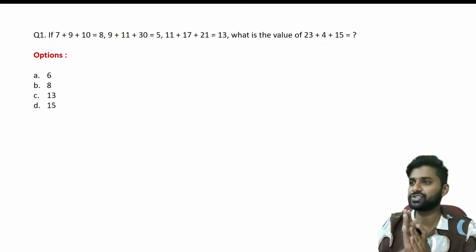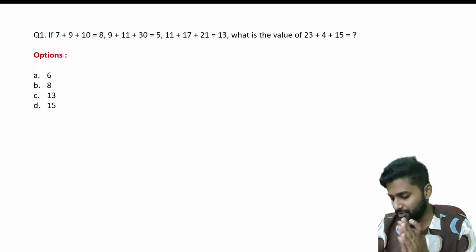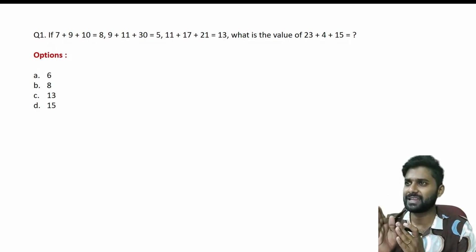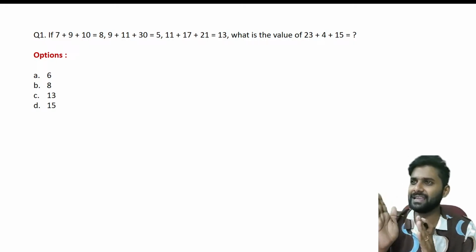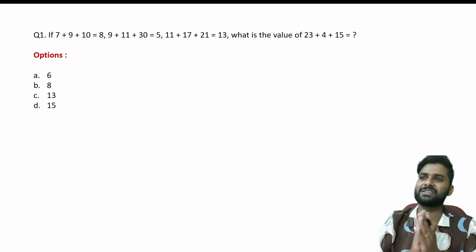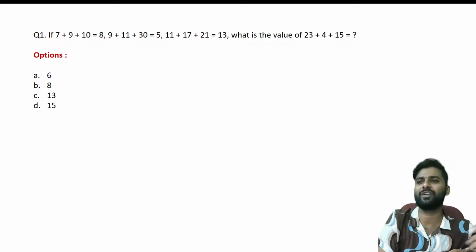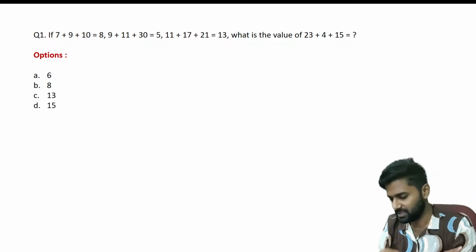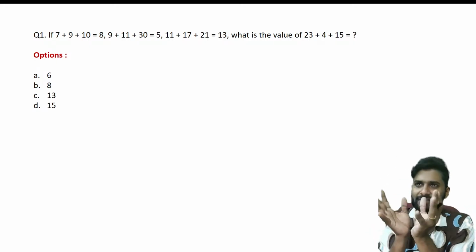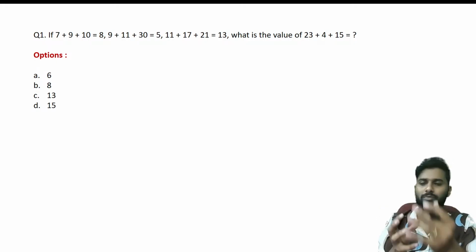So let's start with question number one. Now try to understand this question. See, here there are three numbers 7, 9, 10 represented as 8. 9, 11, 30 represented as 5. 11, 15, 17, 21 represented as 13. So what is the value of 23, 4 and 15? What is your understanding based on this question? If you understand the format of this question, then only you can get the answer.